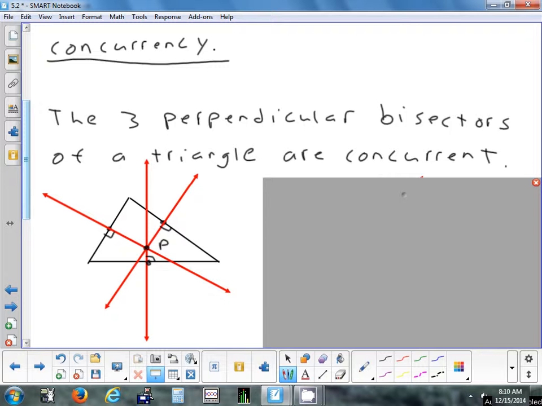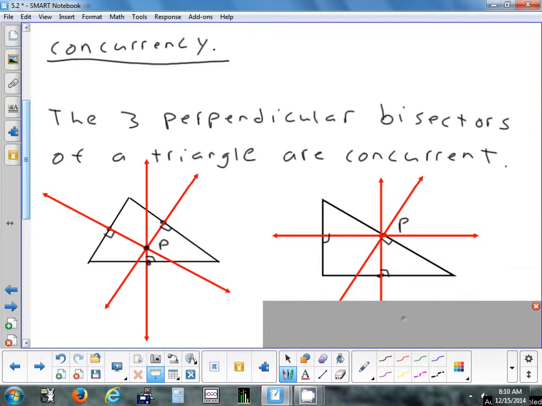So notice for an acute triangle, what does that mean if it's an acute triangle? All the angles are less than 90 degrees. So for an acute triangle, the point of concurrency is inside the triangle. Let's see what happens when we go to a right triangle.